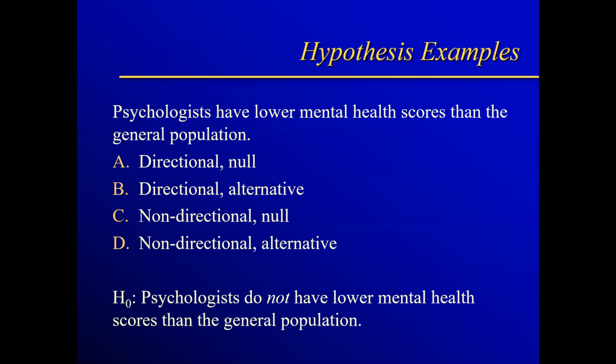So what would the null be then? If we're saying that psychologists have lower mental health scores than the general population, well, the null then is psychologists do not have lower mental health scores than the general population. Once again, it's alternative because we are saying they are different. We're saying that psychologists differ from the general population. And then we're going on and saying, well, how do they differ? Well, psychologists have lower scores than the general population, which makes it directional. So that is why it's directional and alternative. And then to make the null of that, all you got to do is just say do not have lower mental health scores.